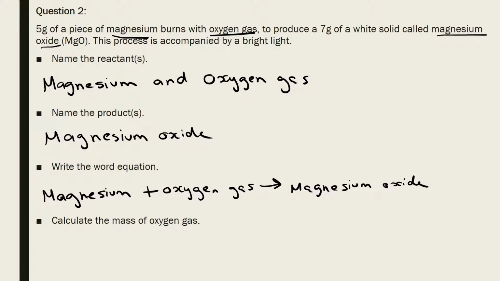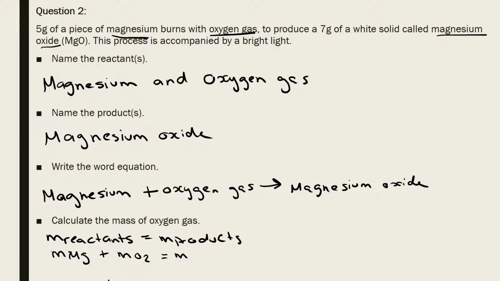Calculate the mass of oxygen gas. So the mass of the reactants equals the mass of the products. We start with the mass of the reactants, it's just easier for us. So the mass of the magnesium, which is a reactant, plus the mass of the oxygen needs to equal the mass of the magnesium oxide.